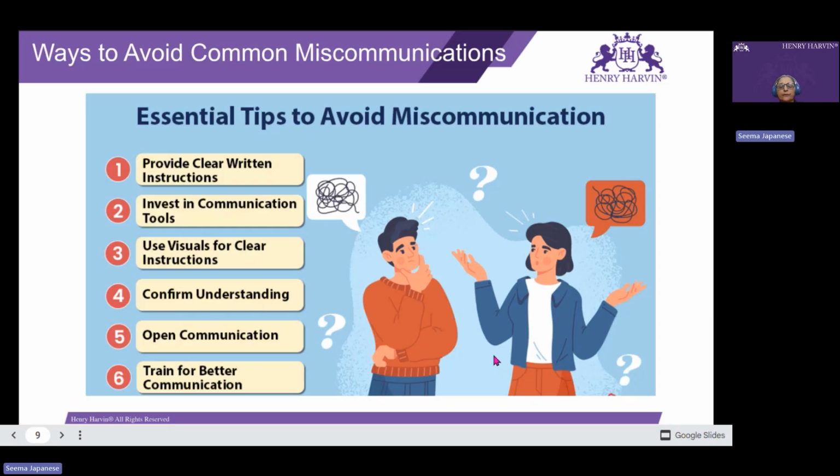Yes, of course. When we are communicating with the help of emails or other ways of communication, specifically official communication, the communication should be written clearly, one to one. Then invest in communication tools.